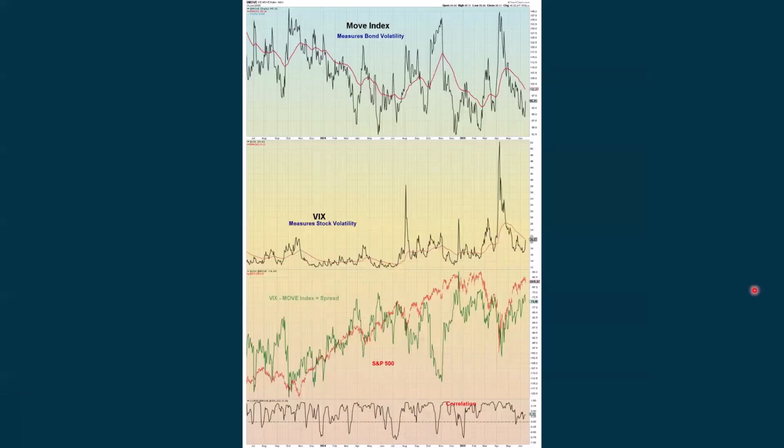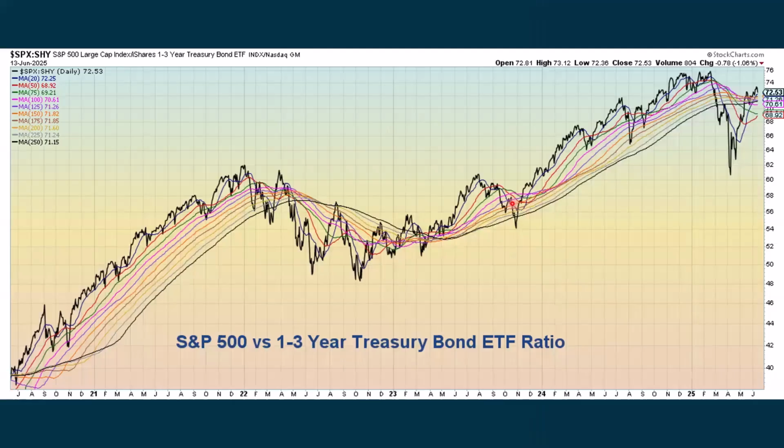We look at the volatility of bonds on top as measured by the MOVE index. That has been declining. Now, we went up above 20 with the VIX, which measures the volatility of stocks. We did that on Friday, but we're still below the moving average, which is coming down. There's not a real strong correlation right now between bond and stock volatility, although it is getting a little bit stronger.